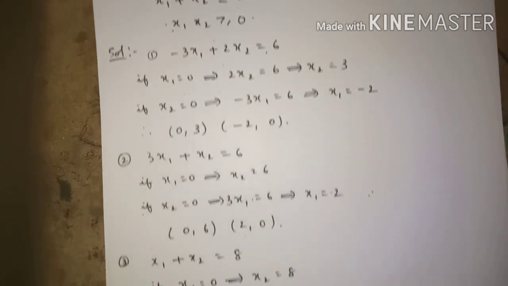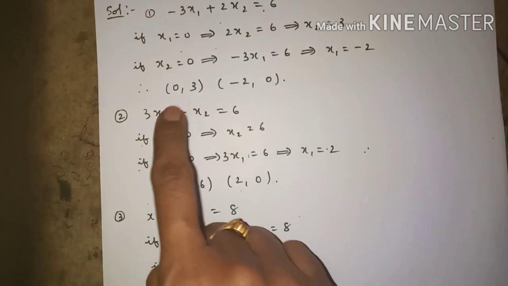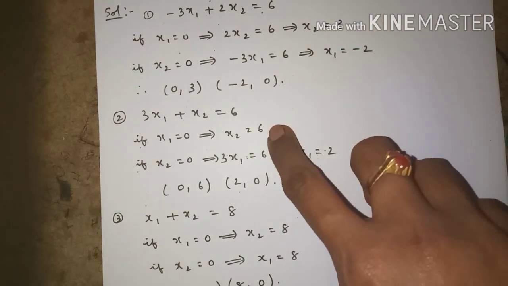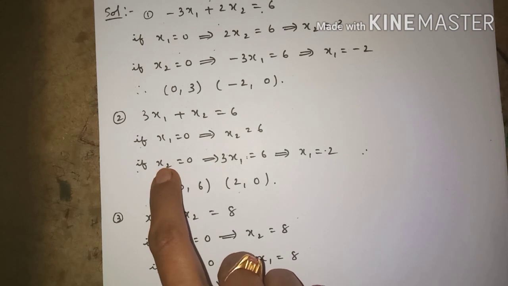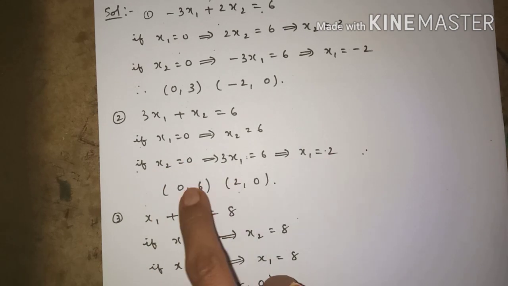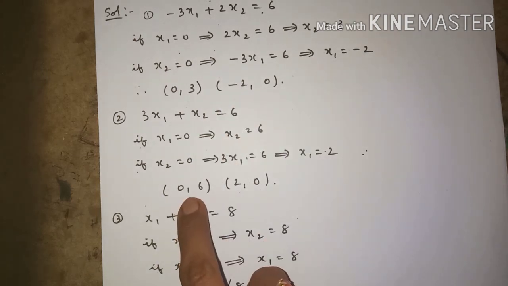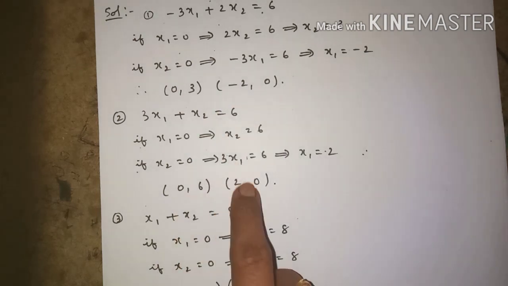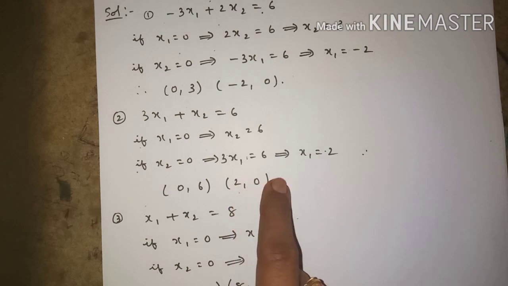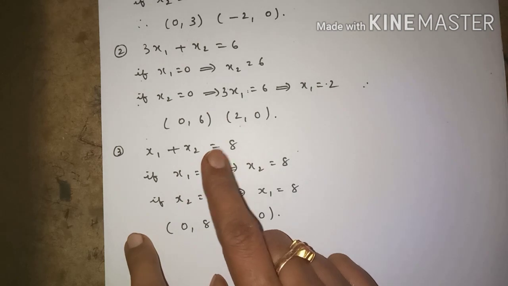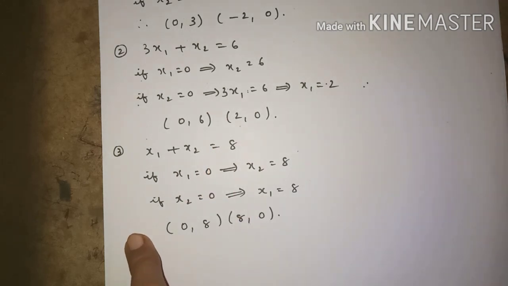In the same way, using the second constraint in equation form, 3x1 + x2 = 6. By taking x1 = 0, you will get x2 = 6. By taking x2 = 0, you will get x1 = 2. So we have got the points using the second constraint as (0, 6) and (2, 0).